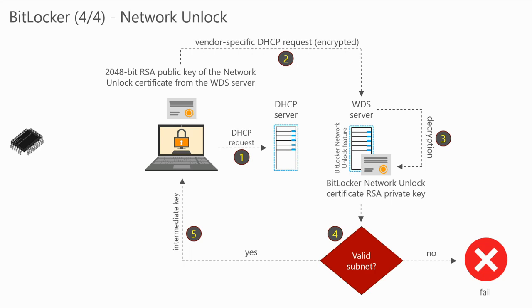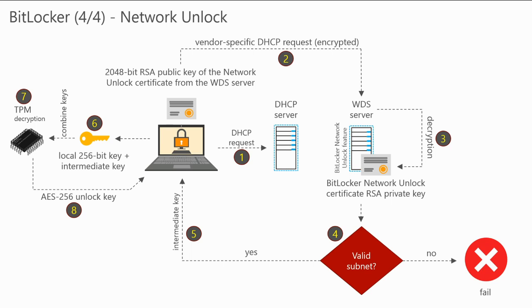So let's look at that. So let's talk about the fail first. If it fails, you revert back to your next unlock protection method, like TPM plus PIN, right? If it succeeds, the WDS server sends an intermediate key to the client computer. The client computer has its local key, combines it with the intermediate key, sends it over to a TPM. TPM decrypts it, and then you have your unlock key.